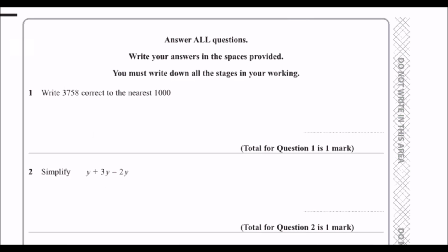Question 1. Write 3,758 correct to the nearest thousand. So we've got 3,758. Is it closer to 3,000 or is it closer to 4,000? It's closer to 4,000. So it's in between 3 and 4,000. It's closer to 4,000. So that's what it is to the nearest 1,000.